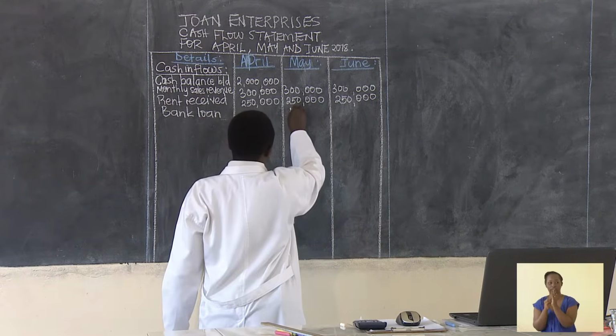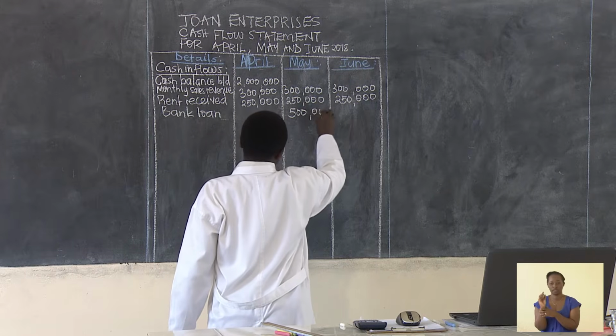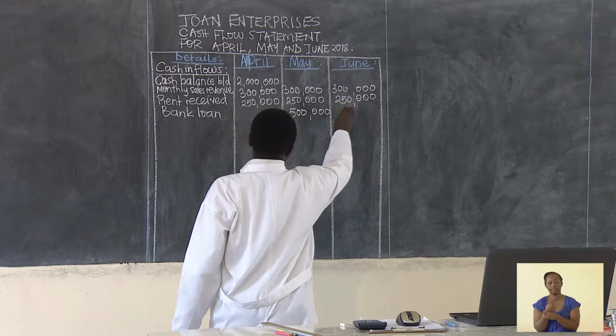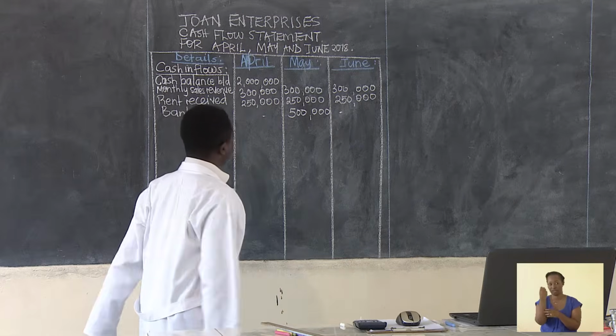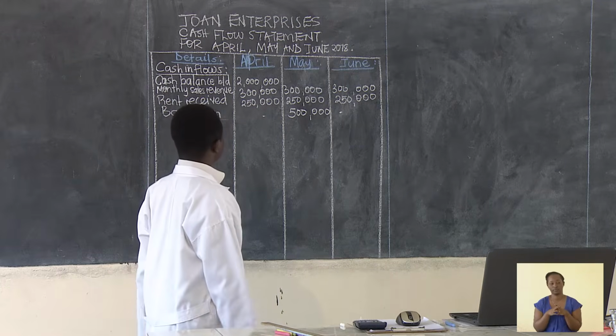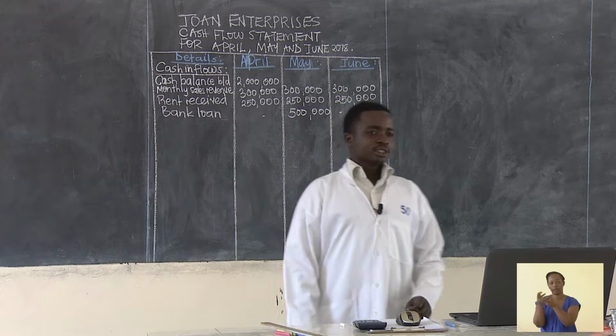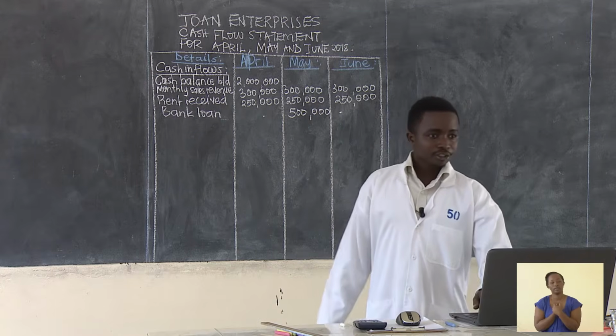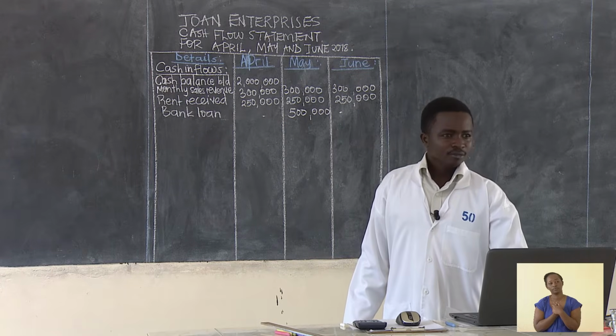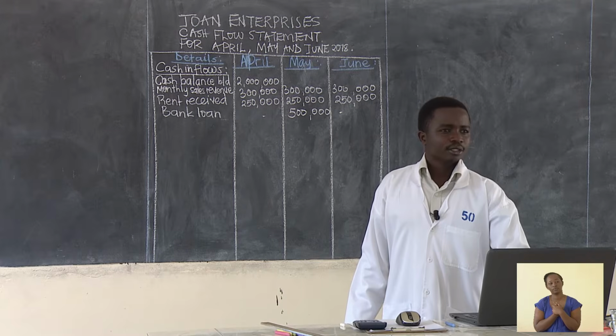500,000. So here, nothing was received for April and June. So that's a bank loan. Then we can continue with our question.